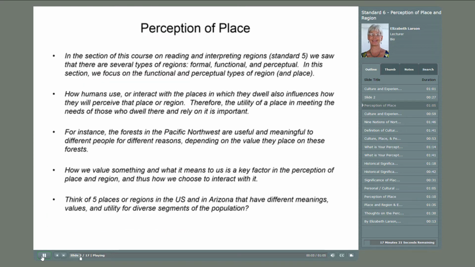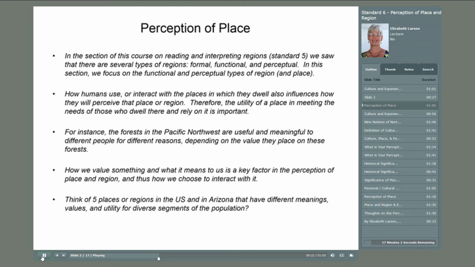In Standard 5, the section of this course on reading and interpreting regions, we saw that there are several types of regions: formal regions, functional regions, and perceptual regions. In Standard 6, we focus on the functional and perceptual types of regions and places.